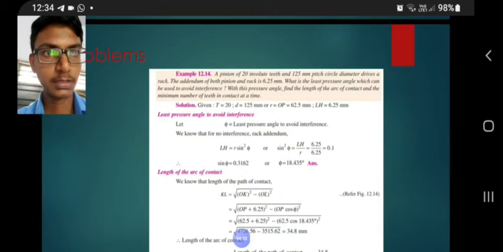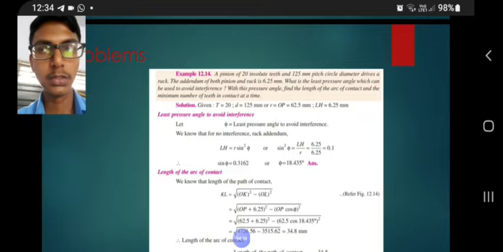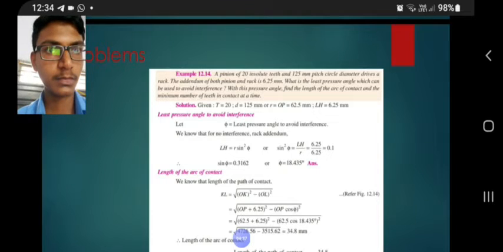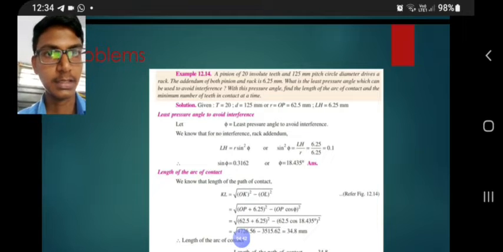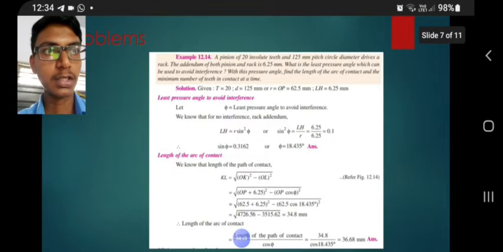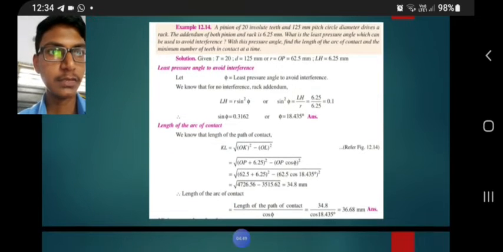Okay, we are going to find out the pressure angle, then the length of the arc of contact and the minimum number of teeth in contact at a time. We are going to find out the arc of contact and the number of teeth in contact at a time. First of all, we are going to use this formula.